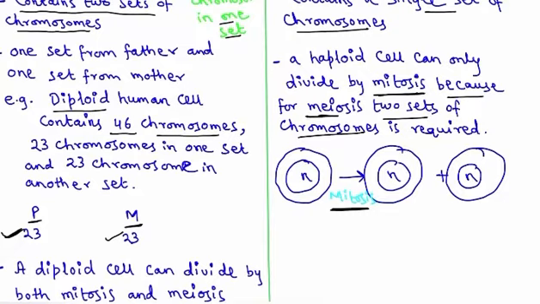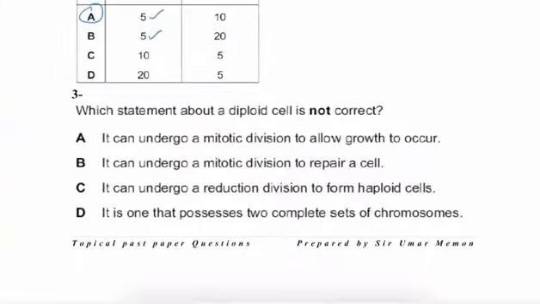So let's move towards the MCQ. Now we have the knowledge of the diploid and the haploid cells. So which statement about the diploid cell is not correct? It can undergo a mitotic division to allow growth to occur. This is the right statement because, as we just mentioned, a diploid cell can undergo mitosis, and we also know that for an organism to grow, cells must divide by mitosis. The number of cells must increase.